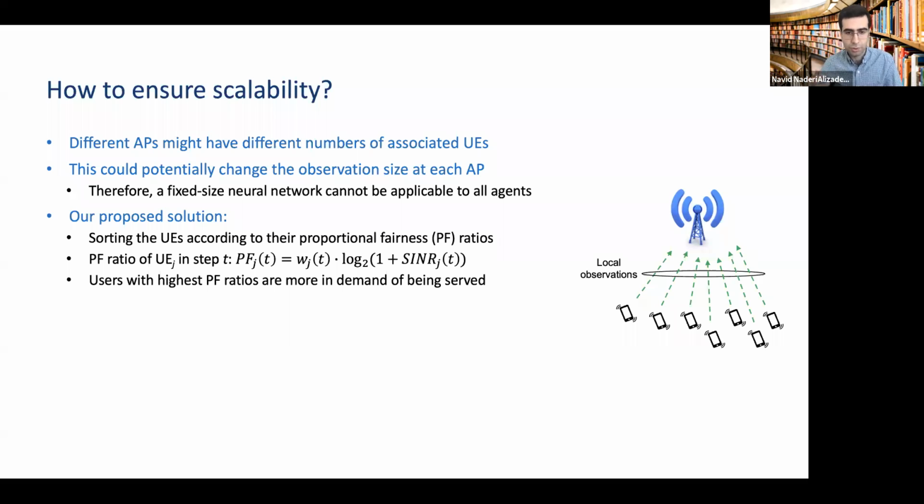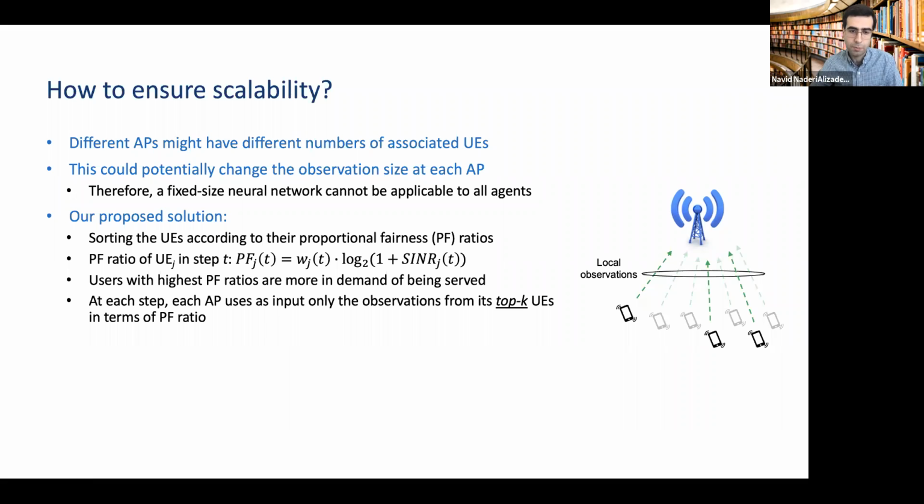Again, the higher the PF ratio, the more in demand the user is to be served in that time step. Then we assume that each AP is going to focus on a subset of users at each time step, where that subset is the top K users in terms of the PF ratio. Small K is a parameter that's independent of how many users each access point has and how many users we have in the entire network. Here, for example, K is equal to 3.